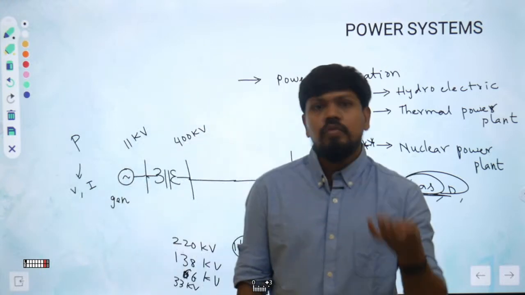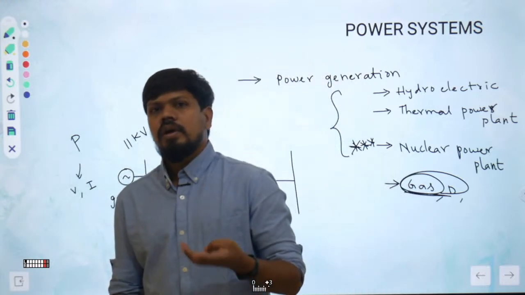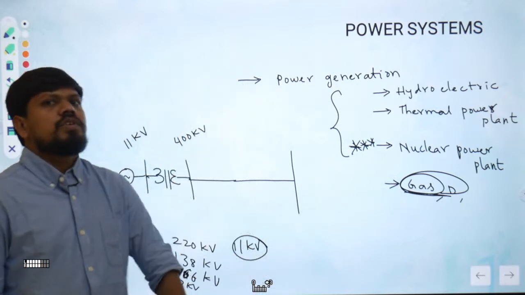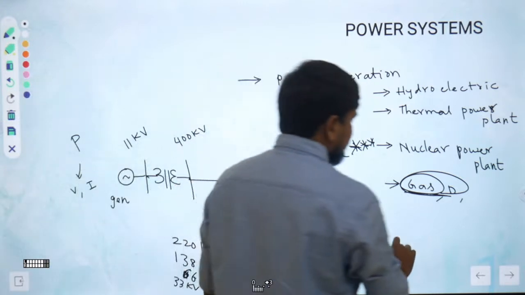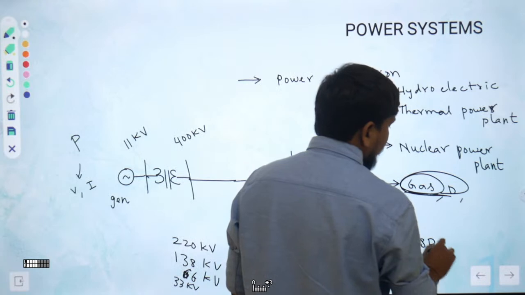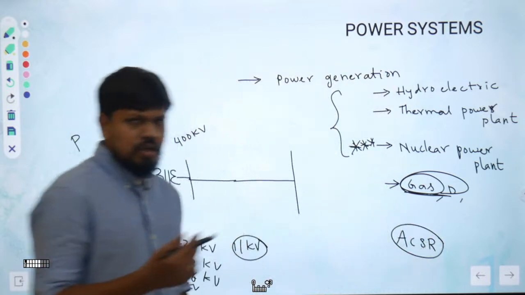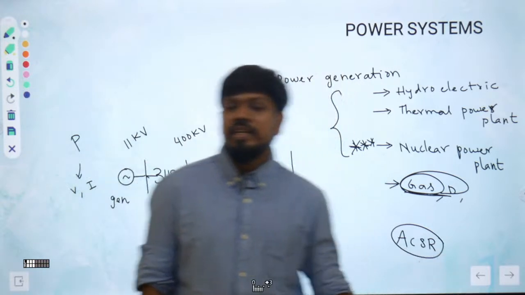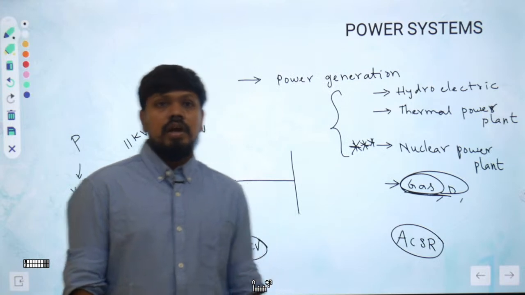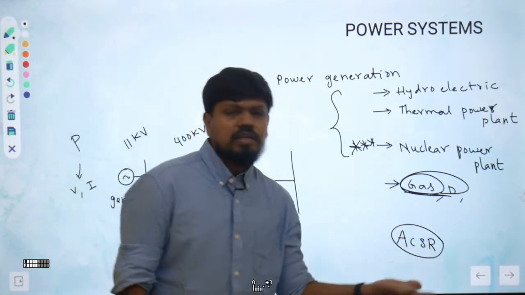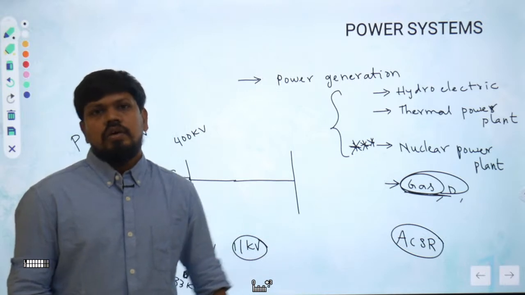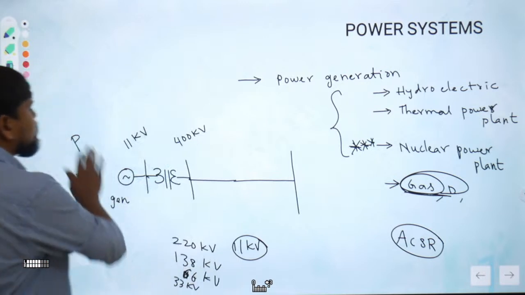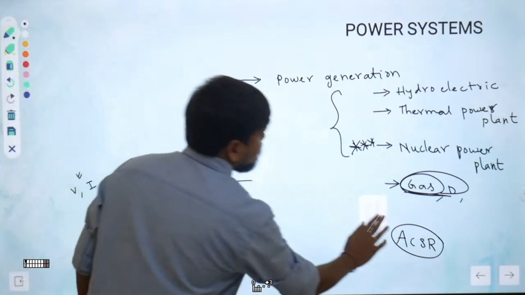We need to know what material we are using for the transmission line, and similarly the type of conductors we have. You may know already, ACSR type of conductors we are using. If you have attended the last live, then you will understand. I have explained why we are using ACSR type of conductors. Understood, right? So that means transmission line concepts we need to know.